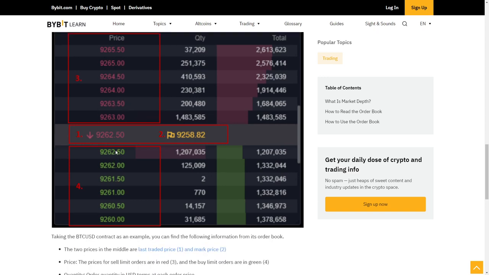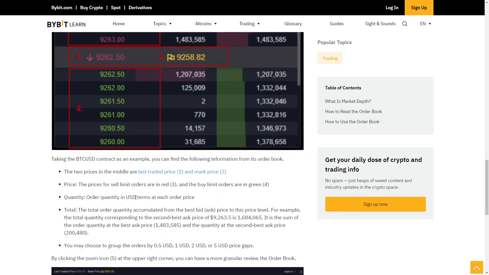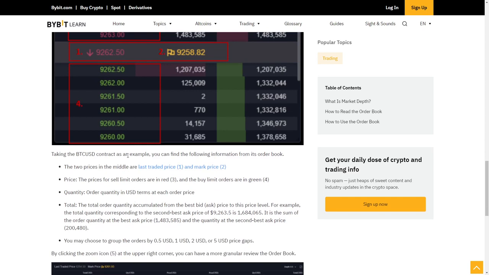And here, you can see this and this. This is what's really important. Mark price. The mark price is also something you should check out, and something we're going to be checking out as well.